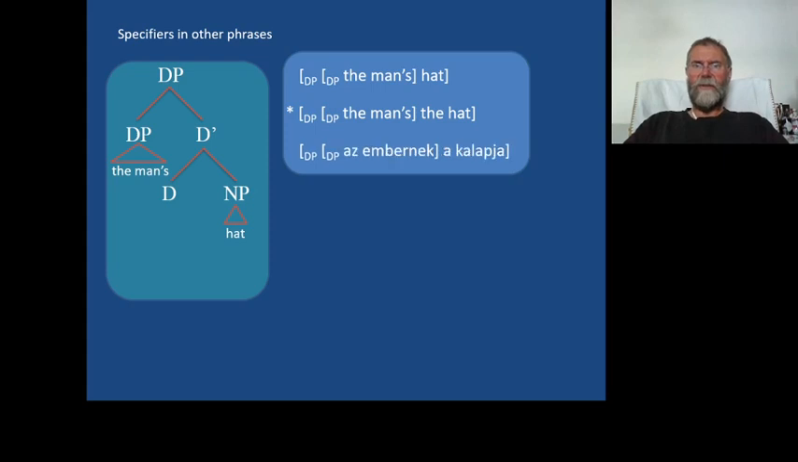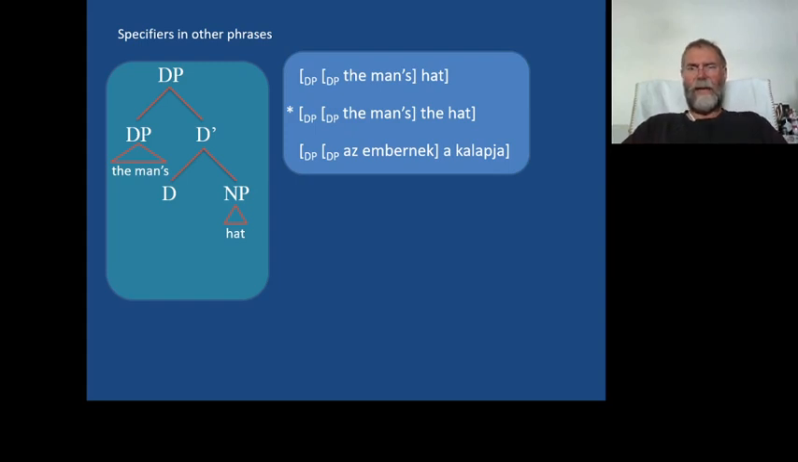However, before we throw it away completely, it's worth making the observation that such structures do exist, though not in English. For example, consider this structure of a Hungarian. Here you have a possessor, az embernek, followed by the noun phrase kalapja. Okay, so az embernek a kalapja means literally the man's the hat. Okay, this is exactly the structure that we've predicted should exist, and it does exist in Hungarian, unfortunately just not in English. So actually then, the question to ask is, well, what's going on in English?